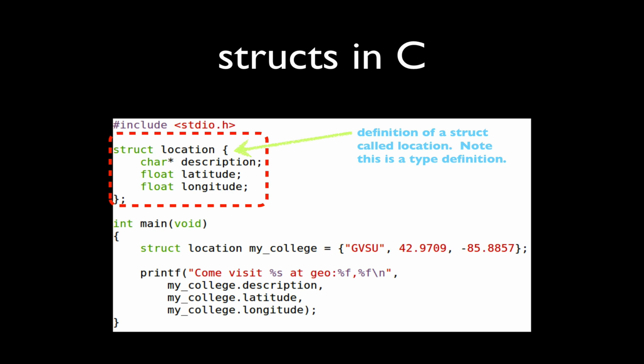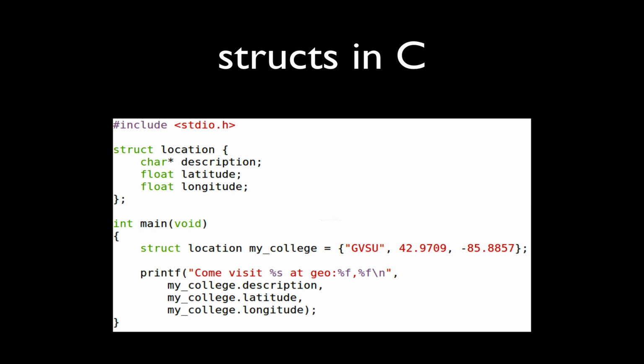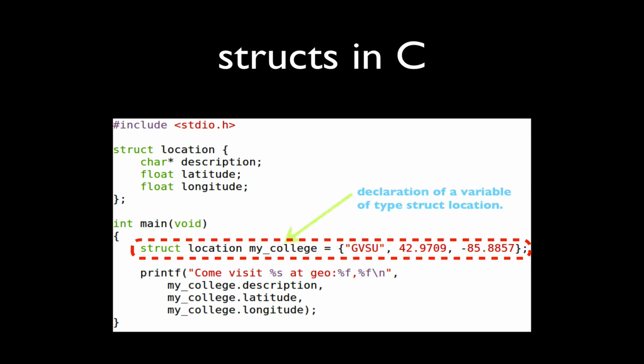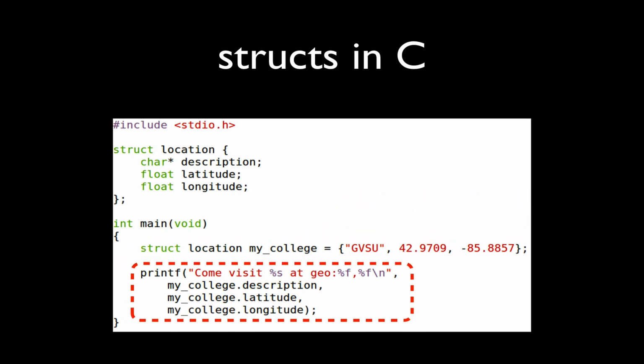Now, once again, note that this type definition in and of itself does not allocate any storage. That's not going to happen until we get down in the main routine and I've defined the variable myCollege. At that point, we now have the memory allocated to hold the values of that particular structure. Finally, notice that we can access the individual values in a structure by using the variable name, in this case, myCollege, followed by a dot or a period, and then followed by the data item name.